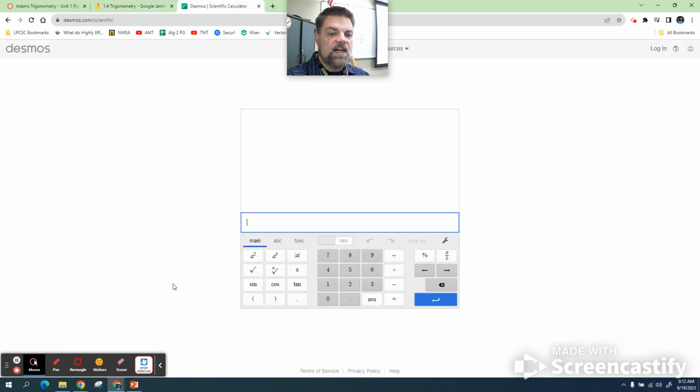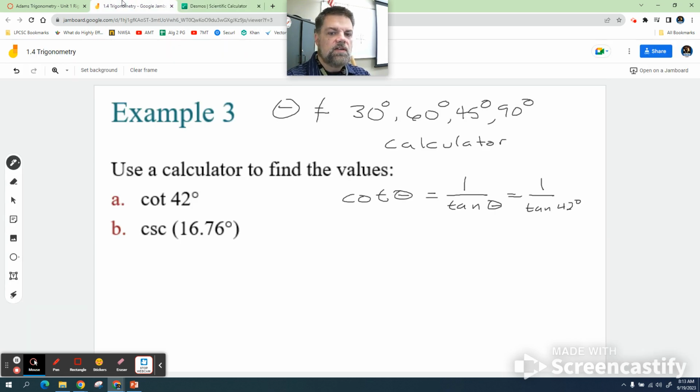So I'm just going to use Desmos. See how I have degrees highlighted there? Okay. So I'm going to say 1 divided by, and you just do the same thing on your calculator, divided by tangent of 42. And that's it. And so that is approximately 1.11, right? So we would say that this is approximately 1.11.